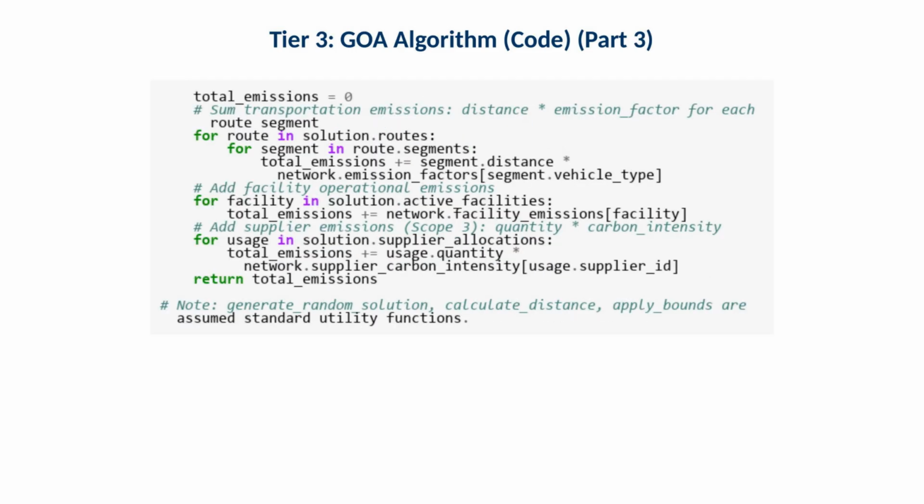This part typically handles stopping criteria and convergence logging, such as reporting the best daily emissions at specific iterations. Operationally, these logs are what allow you to compare whether the algorithm is improving steadily or stagnating.